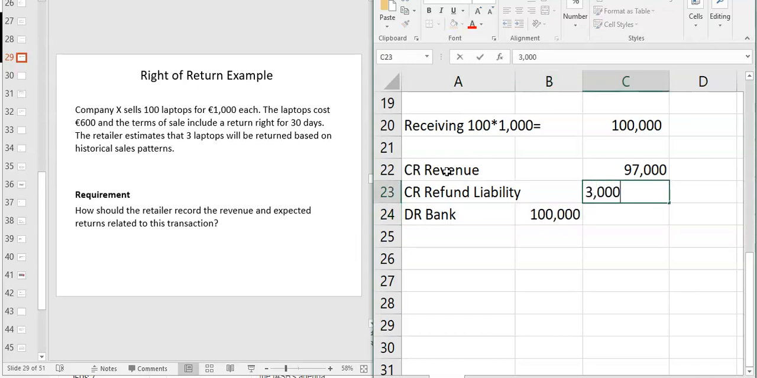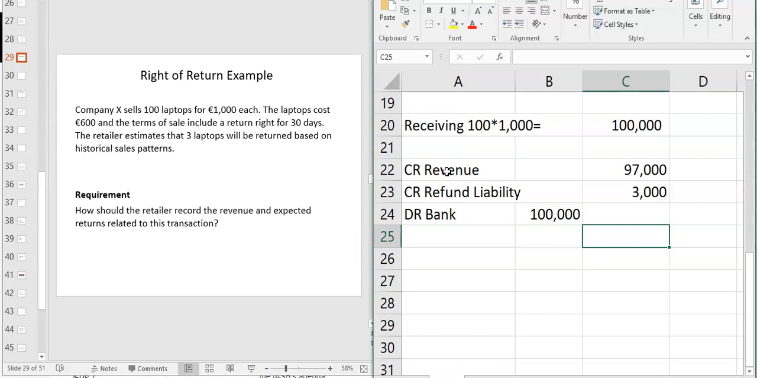So that's a key distinction in IFRS 15. It says for any money you receive, which you expect to have to return, you're going to credit a refund liability. You don't credit revenue. So you only credit revenue the net amount of which you expect to receive after any returns are accounted for.